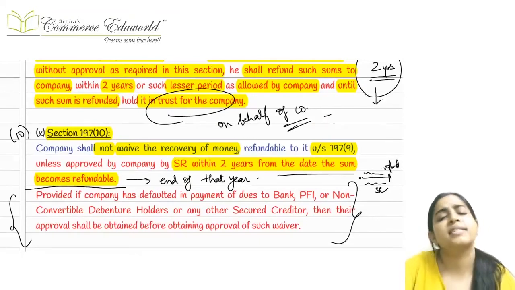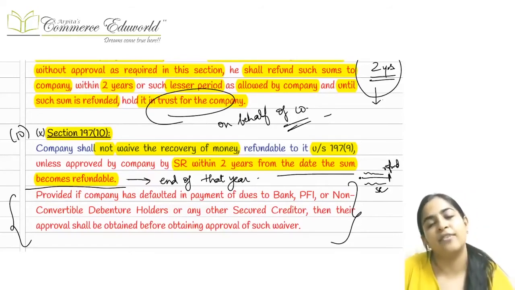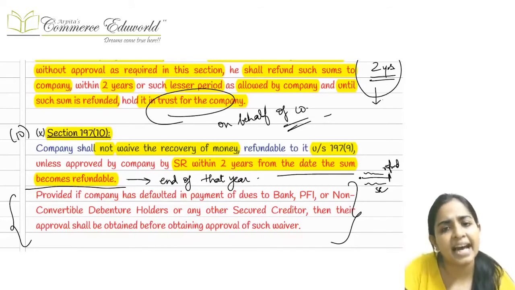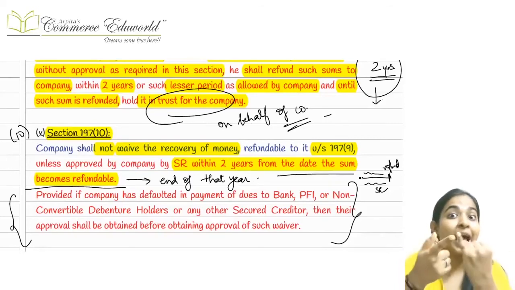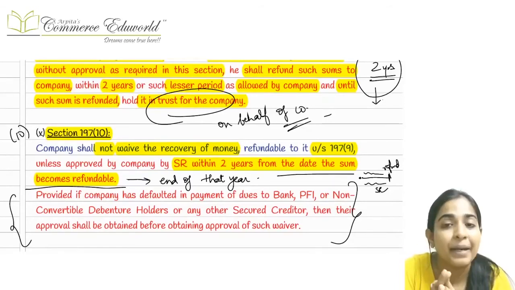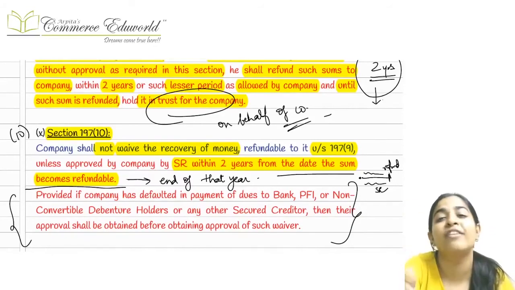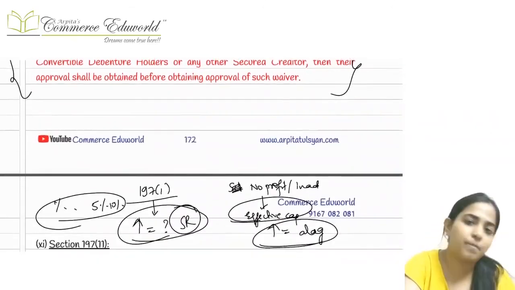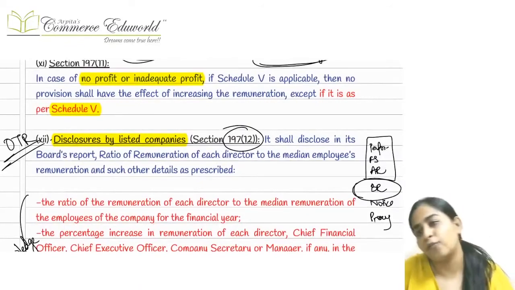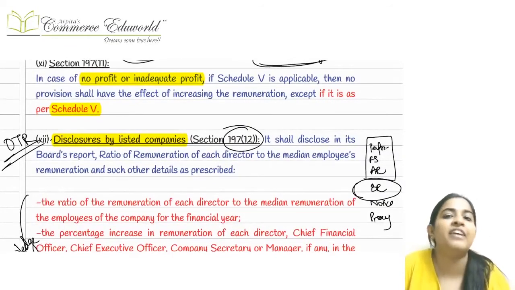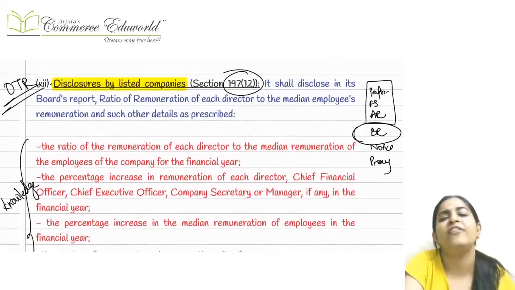Suppose the company says, okay, no problem, keep this extra remuneration with you. Then the company can pass the SR and waive off this amount. But if the company has defaulted with outsiders, like banks, PFIs, non-convertible debenture holders or other secured creditors, then we have to take their approval before we waive off the amount and pass the special resolution. So two options are there. First, recover that amount within a period of 2 years. If you don't want to recover it, then you can waive it off by passing an SR.